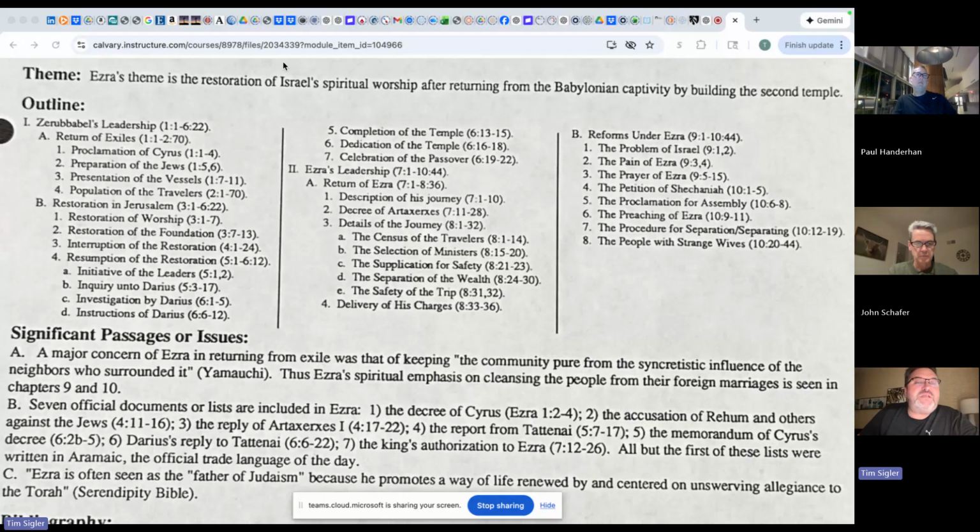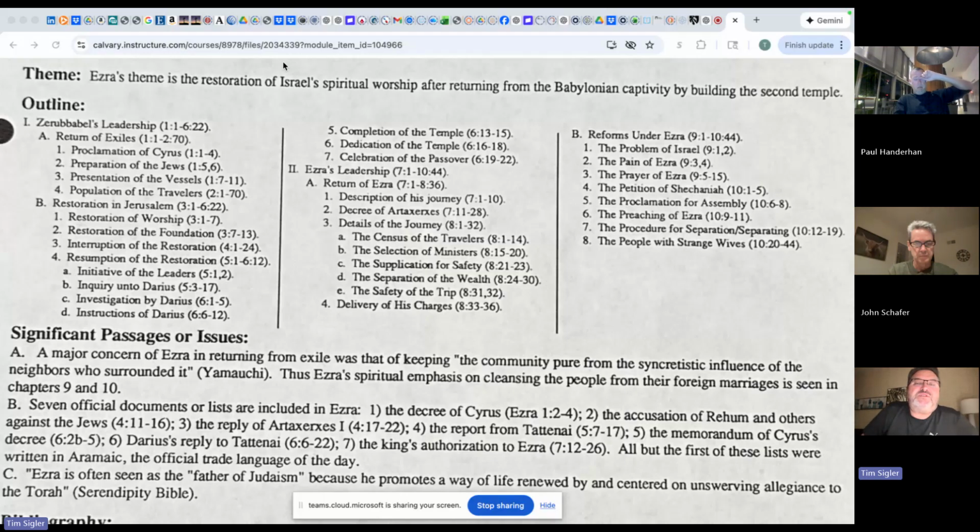And then there's the resumption of the restoration process in chapters 5 and 6, with the initiative of the leaders, inquiry of Darius, investigation of, and again, you can pronounce the same Darius, instructions of Darius, the completion of the temple, the dedication of the temple, and the celebration of the Passover. So there we are under the leadership of Zerubbabel, chapters 1 through 6.